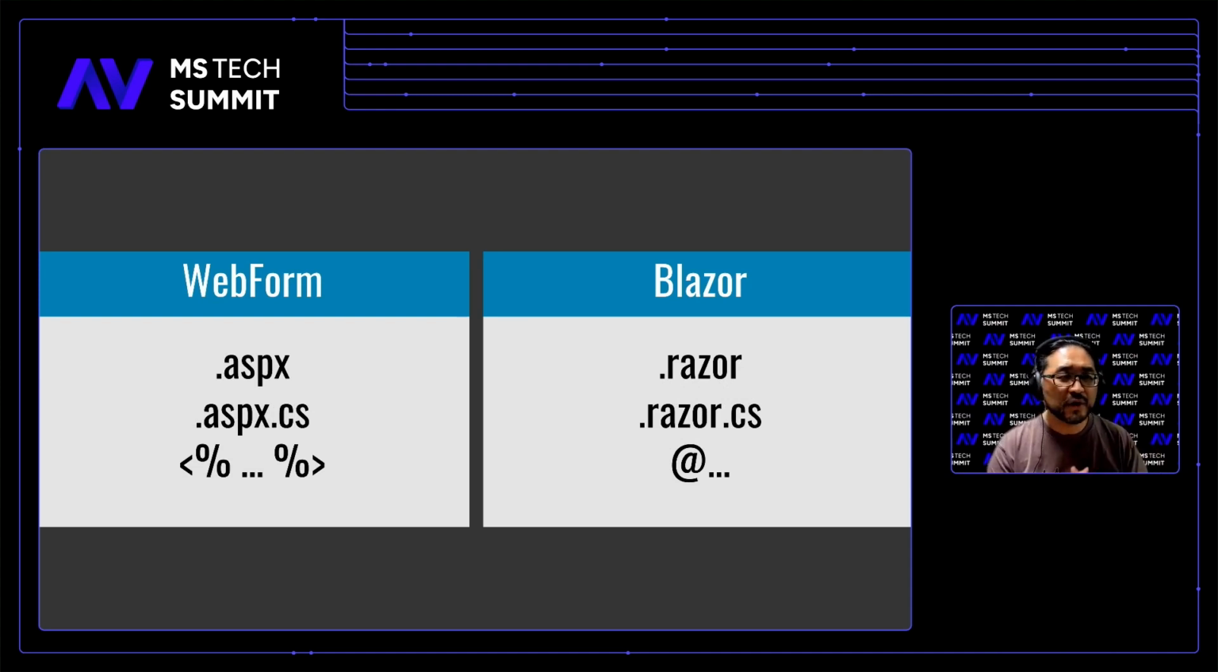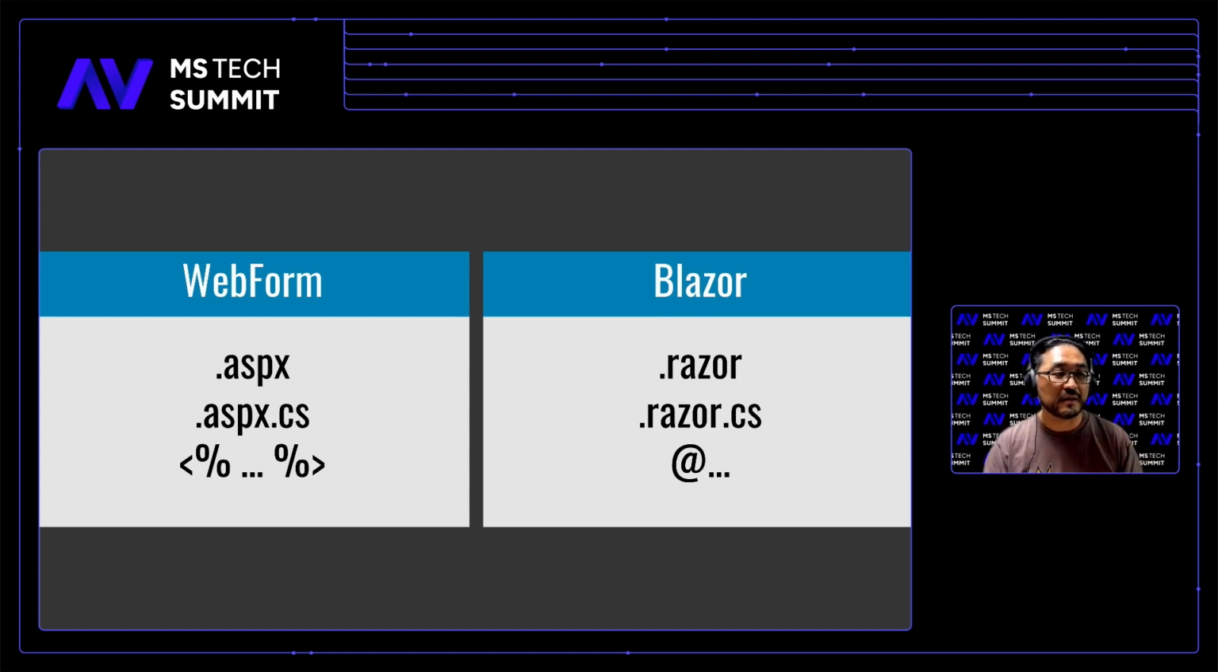Within the UI page, think about this: how do we still handle bits and pieces of C# code, such as conditions or loops? Webform uses the % sign, and Blazor uses the @ sign. With this syntax, you can still use small bits of C# code within the UI page. And both also have code behind.